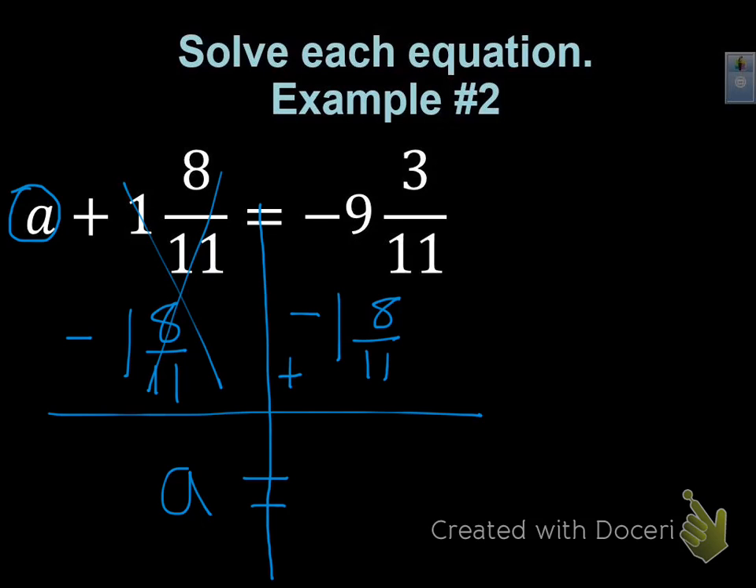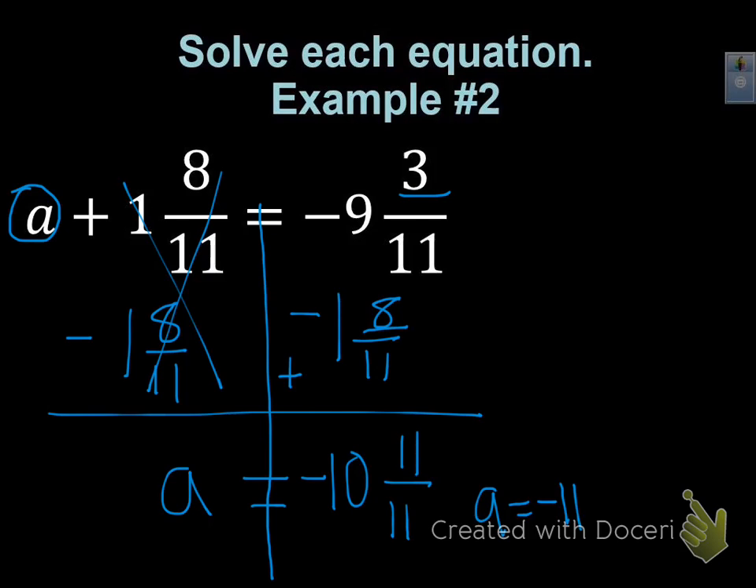So I will first look at my fractions. My fractions already have a common denominator, so I will add the numerators first. 8 plus 3 is 11. My denominator stays the same. Negative 9 plus negative 1 is negative 10. However, as I reflect on my answer, I see negative 10 and 11/11, which means my fraction can simplify. My final answer will be A equals negative 11.